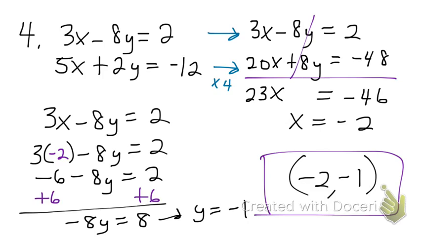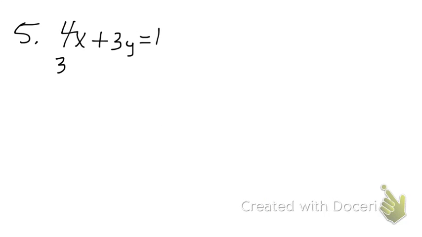Alright, let's move on to the next one. Now, this time, if you look at these equations, there's really nothing I can do to one of the equations so that I create opposites for x or y. So in this case, I'm going to have to multiply both equations by something. So I'm going to just go ahead and eliminate x. I could have chosen to eliminate y.